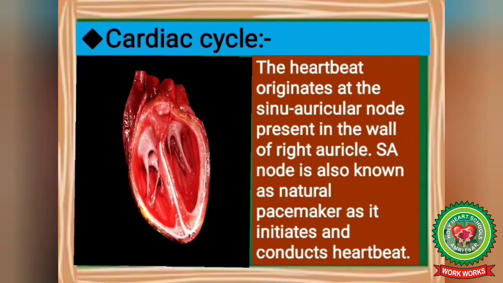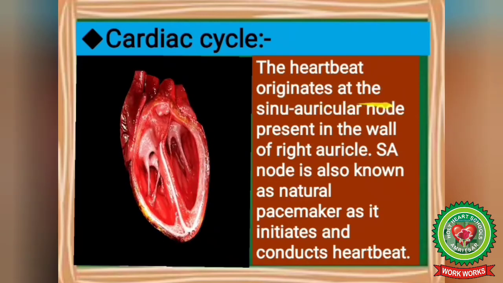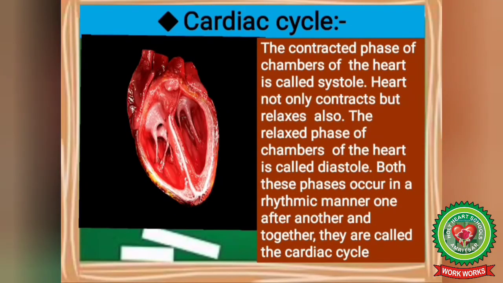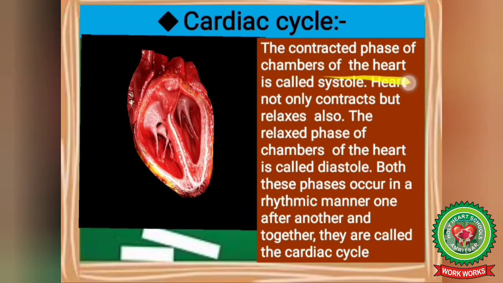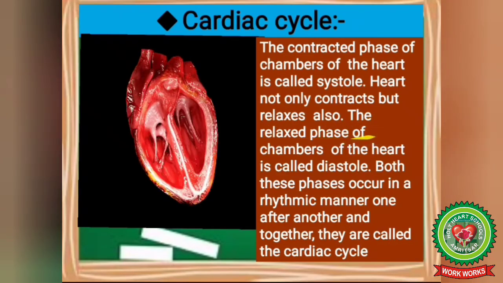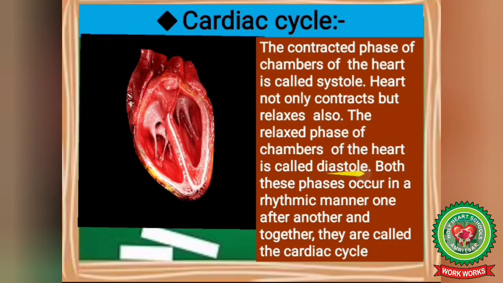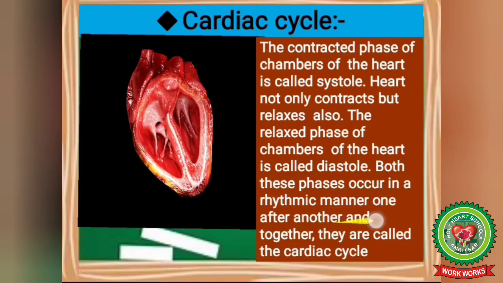Cardiac cycle. The heartbeat originates at the sino-auricular node present in the wall of right auricle. SA node is also known as natural pacemaker as it initiates and conducts heartbeat. The contracted phase of chambers of the heart is called systole. Heart not only contracts but relaxes also. The relaxed phase of chambers of the heart is called diastole. Both these phases occur in rhythmic manner one after another and together they are called the cardiac cycle.